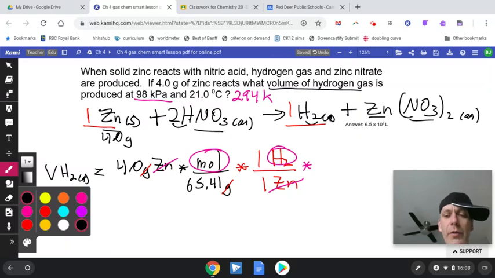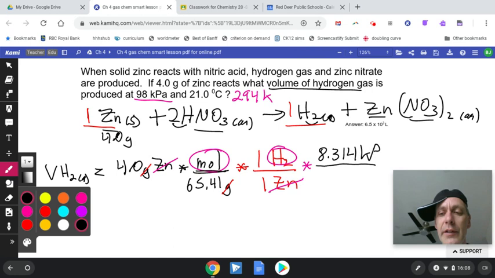All right, so I want you guys to think about this carefully. We're going to need R because we have a temperature and a pressure. How am I going to write R so that units cancel out? And we're looking for volume of hydrogen. Okay, so what's the strategy for doing that? We want liters on top because we're looking for volume, and we want to cancel out the moles, so put the moles on the bottom. 8.314 kilopascal liter over mole Kelvin. Okay, so moles are gone.